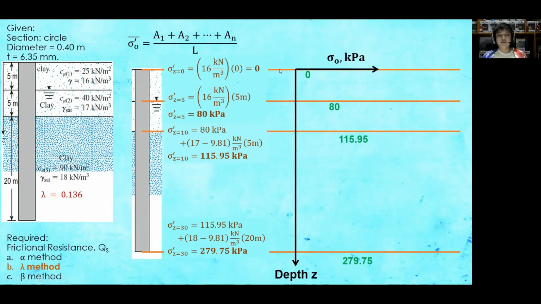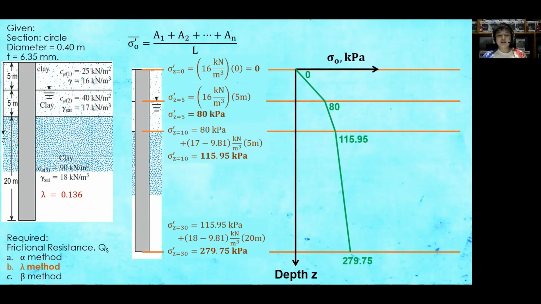Second process is to plot the values of effective stress. Again, at the first point, we have 0. At the groundwater table surface, that is 80. So at the interface of the two clay soil, we have 115.95, and at the tip of the pile, which is 279.75, all are in kilopascals. And connect using straight lines.